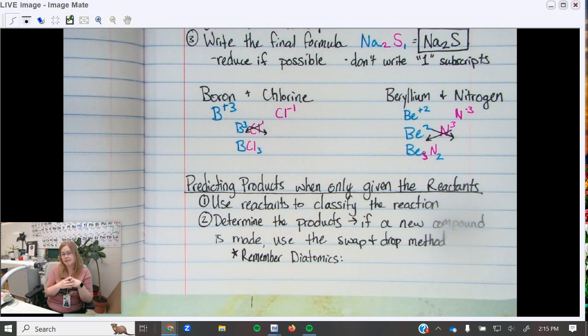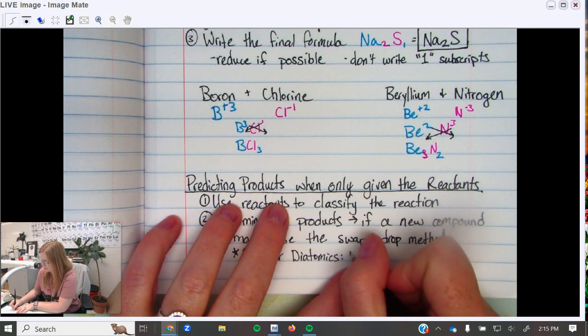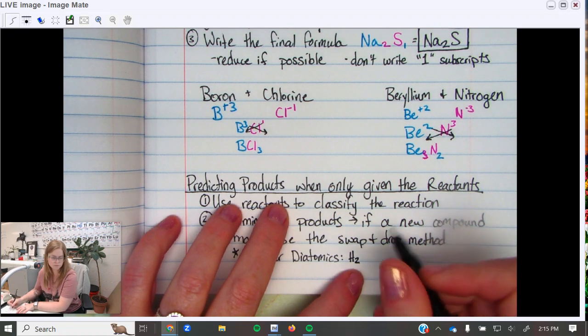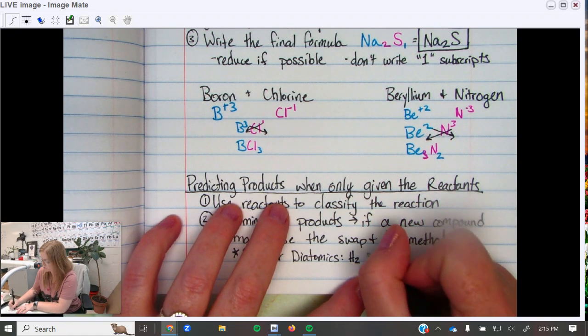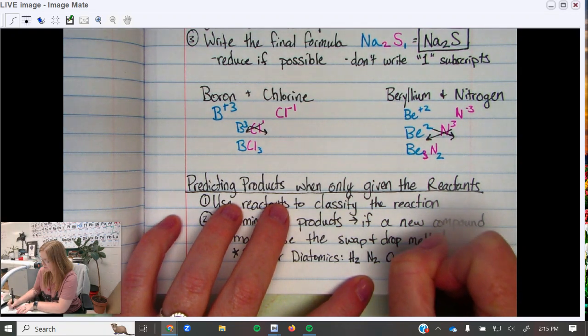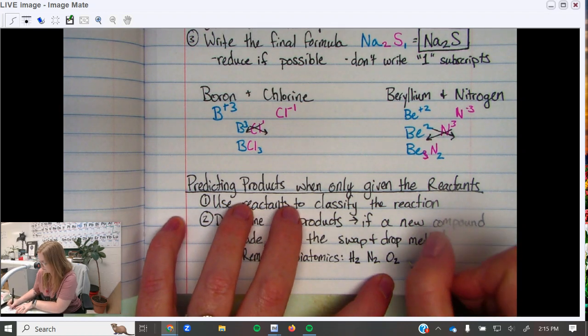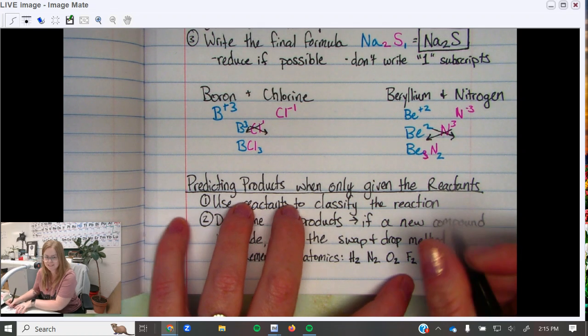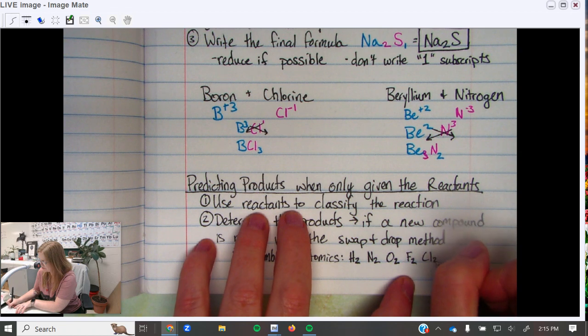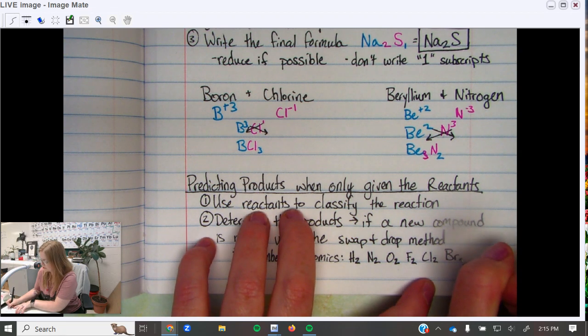Diatomics are the 7 elements that exist always in a pair when they're alone. So it's H2, N2, O2, F2, Cl2, Br2, and iodine, I2.